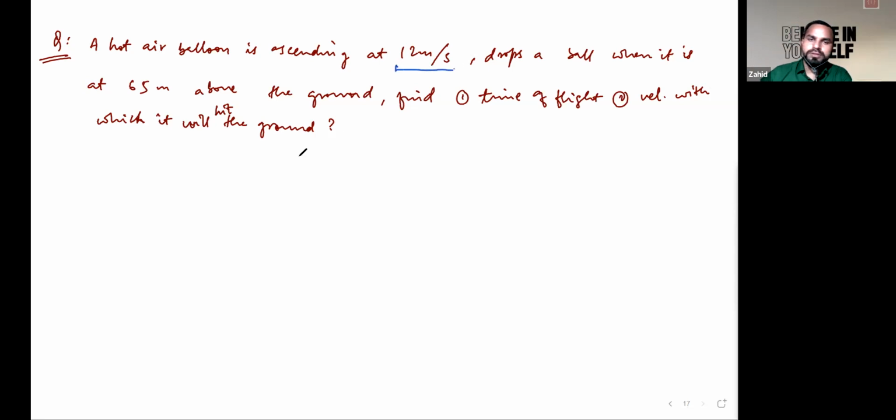This is your initial velocity, plus 12, as it will be along the positive y-axis. This is the height from which the body has dropped, so S will be equal to minus 65 meters. Just use gravity to be 10 meters per second squared. Use the second equation of motion, you will get the time of flight. Then use the first equation of motion, you will get the velocity of hitting the ground. Try to solve.